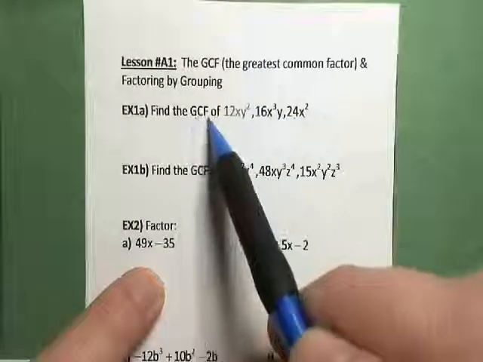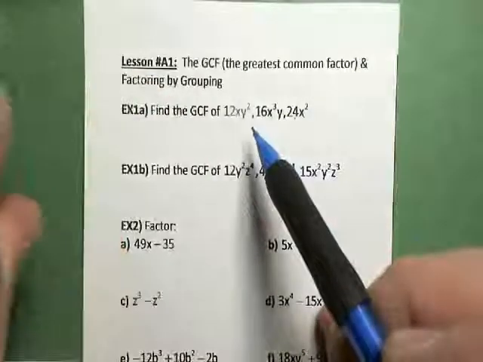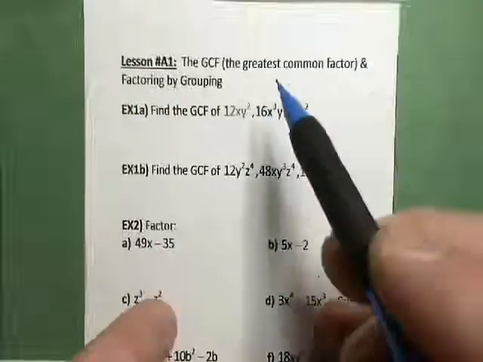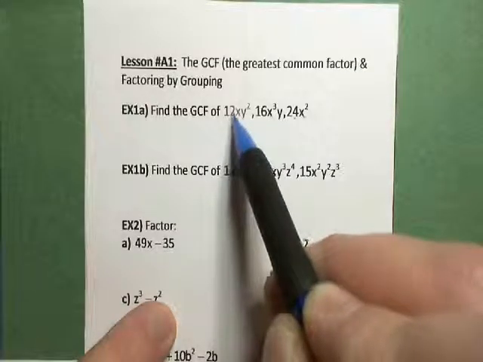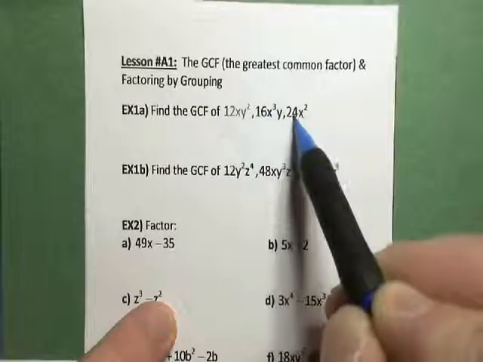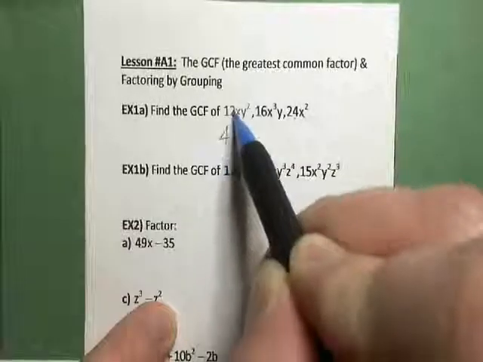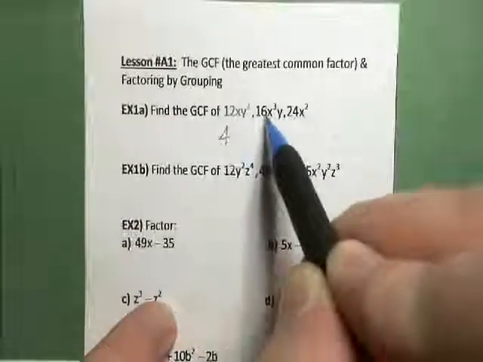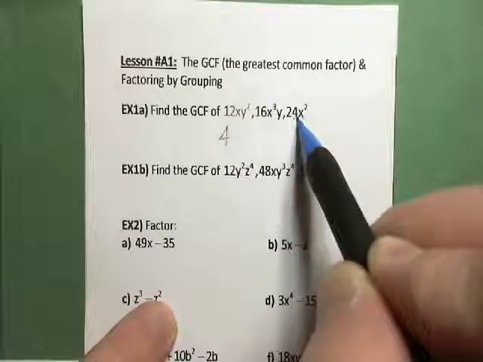So basically, for the greatest common factor I'm looking for the biggest number that I can factor out, that I can take out from each one of these terms. So how do we do that? Ask yourself, what is the biggest number that goes into 12, 16, and 24? Well, the answer then would be 4. Because 4 goes into 12 3 times, 4 goes into 16 4 times, 4 goes into 24 6 times.